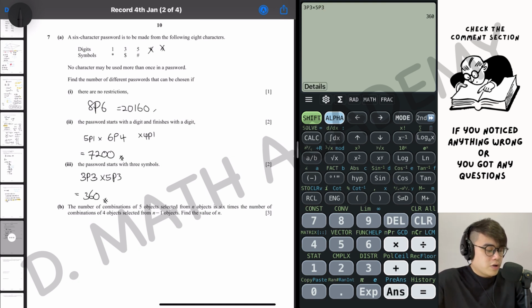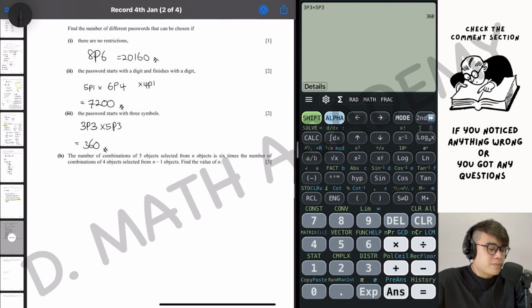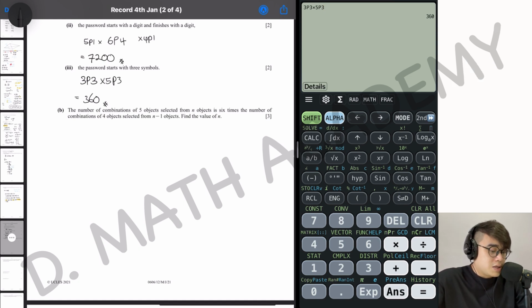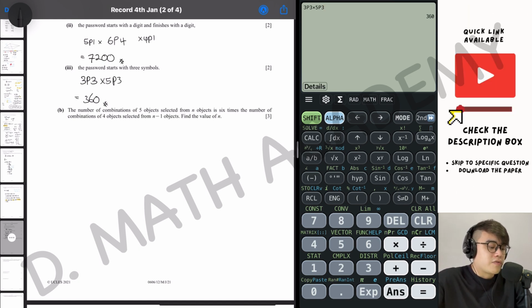Okay, moving on to part b. The number of combinations of 5 objects selected from n objects is 6 times the number of combinations of 4 objects selected from n minus 1 objects. Find the value of n. Okay. So the word here, combination.